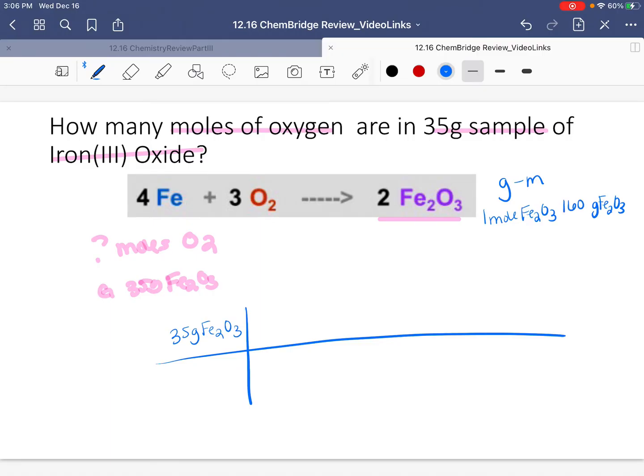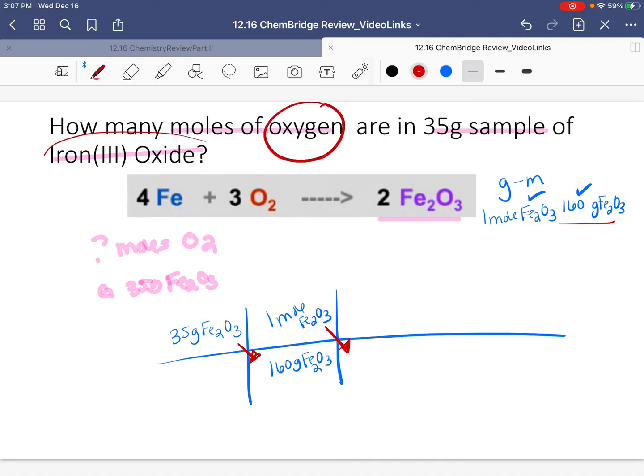So from here, remember, a cross to cross out. So my conversion factor tells me 160 grams of iron oxide equals 1 mole of iron oxide. So I am done with this conversion factor, but I still need to convert from iron oxide to oxygen, right? You have to have that mole to mole ratio to go from one to the other.